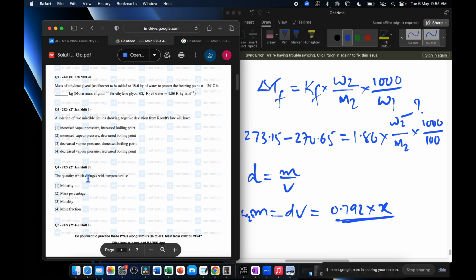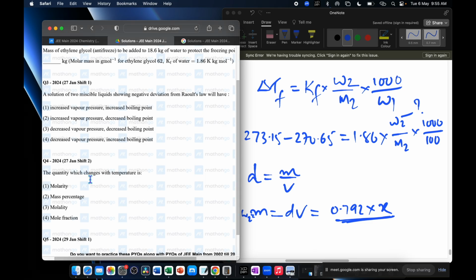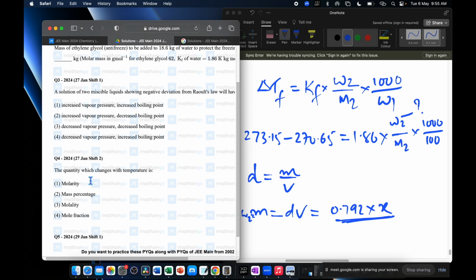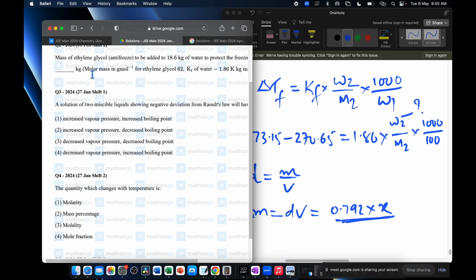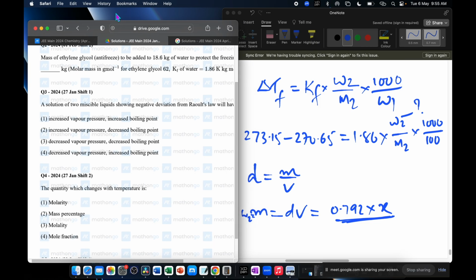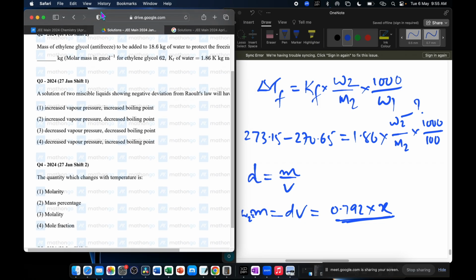Right, so we shall start with one question, then we'll go back to our current topic. Look, I have given one question here, question number 3. Question number 3 says a solution of two miscible liquids showing negative deviation from Raoult's law will have. So these are the 4 options. Read the question, 4 options, then try to answer it.